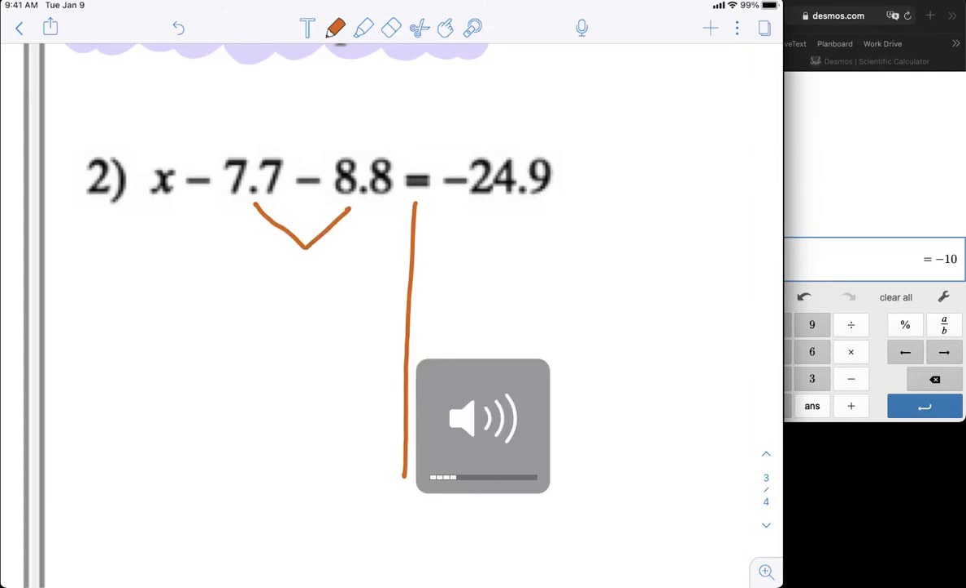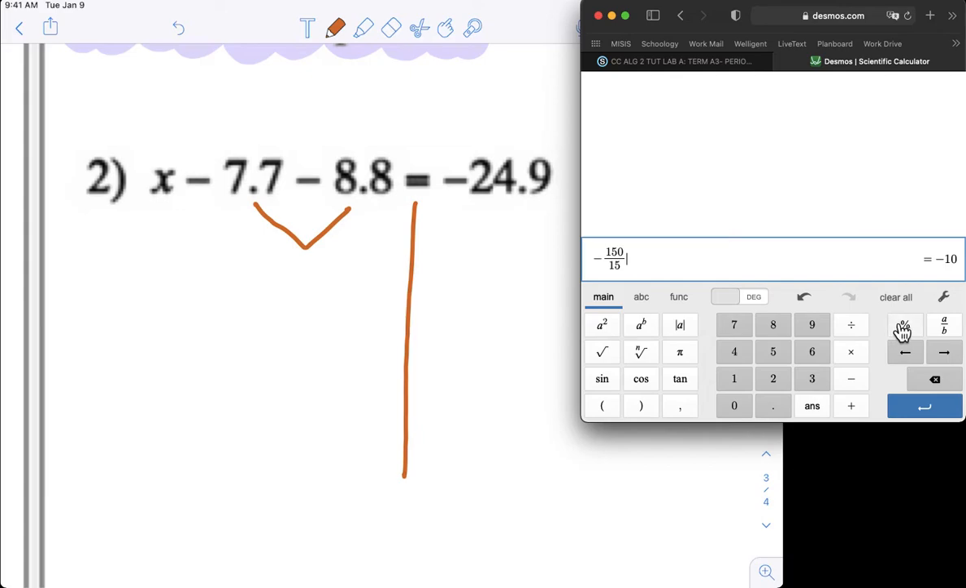Just like that. Right? So negative 7.7 minus 8.8. I'm going to do it over here just to be sure. Negative 7.7 minus 8.8.